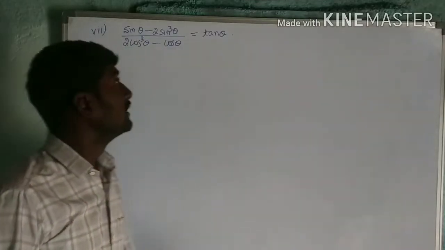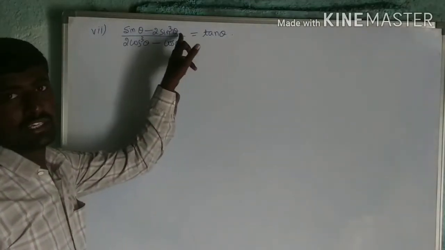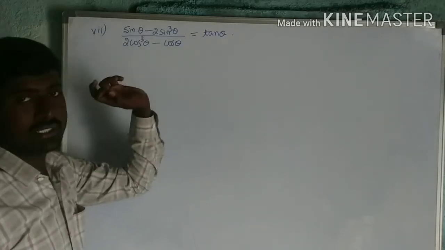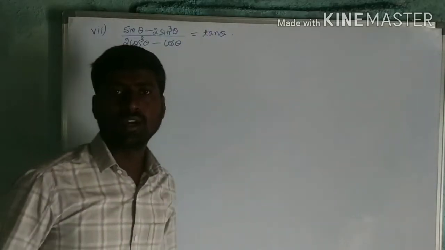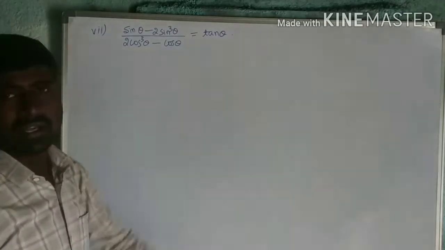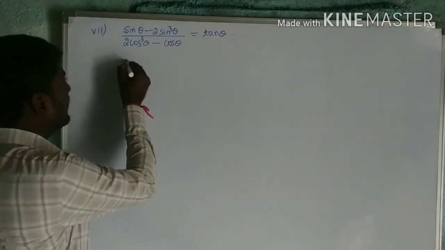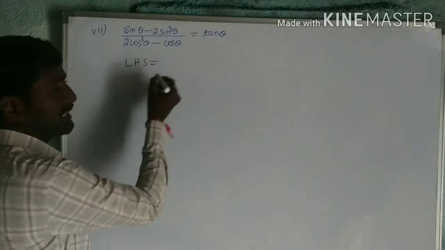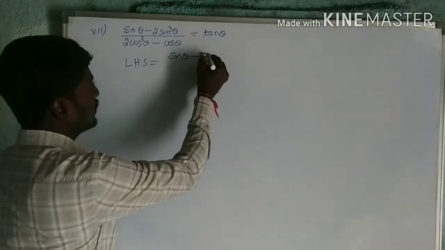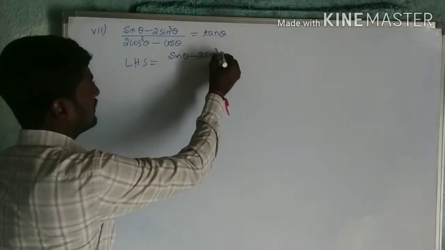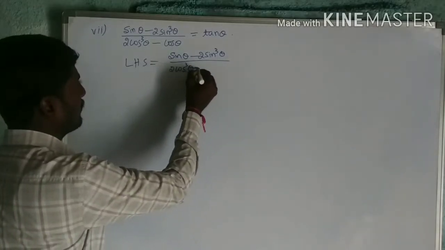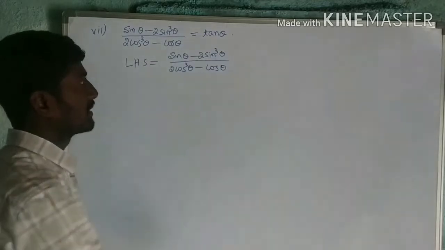Next question. (Sin theta minus 2 sin cube theta) divided by (2 cos cube theta minus cos theta) is equal to tan theta. We have to prove this. Now I will take LHS first, then I will prove it to be RHS. Let us take the given LHS, that is (sin theta minus 2 sin cube theta) divided by (2 cos cube theta minus cos theta).